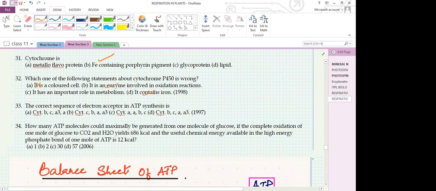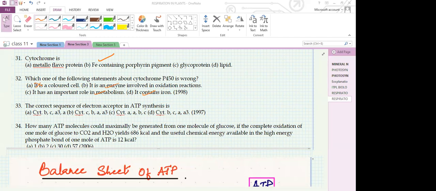Cytochrome sequence. This is a very nice question, the 33rd question, which I liked a lot. So who can give the answer? The correct sequence of electron acceptors in ATP synthesis: B, C, A, A3. So option D. Very good, a very nice question.